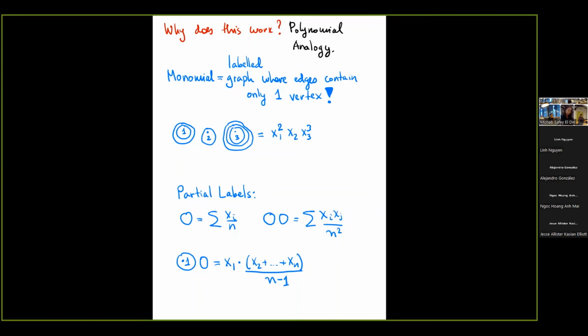Again, if I put two things together, I should multiply them together. But I can also go to the sum of xi xj divided by n squared. And now what is the meaning of a partially labeled thing? So this partial label is x1, and this guy should give me x2 plus ... plus xn divided by n minus 1.